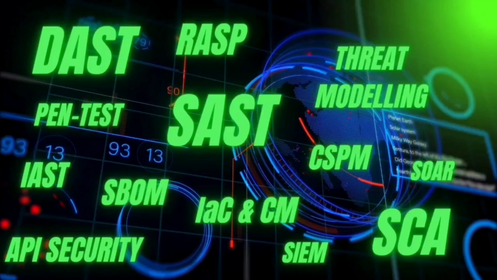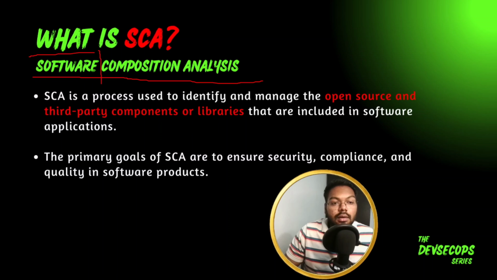So first of all, as we mentioned, software composition analysis. What is the meaning of it? Software is one thing. Composition means what it is composed of, and we analyze that. SCA is a process used to identify and manage open source and third party components or libraries that are included in the software application.